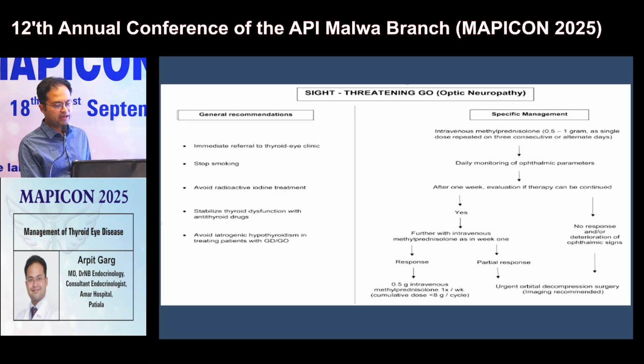Ideally, sight-threatening Graves' orbitopathy patients are admitted in the hospital. They are given methylpred 1 gram daily for 3 days. Daily ophthalmic assessment is done, and assess the patient after 1 week. If there is any response, then continue methylpred in a dose of 0.5 gram weekly, up to 6 weeks. And if there is no response or partial response, then go for the surgery. Don't wait much, because otherwise the patient is going to lose the sight because of optic neuropathy. So it is a very emergency condition, and it should be handled very aggressively, otherwise patients will lose their sight.